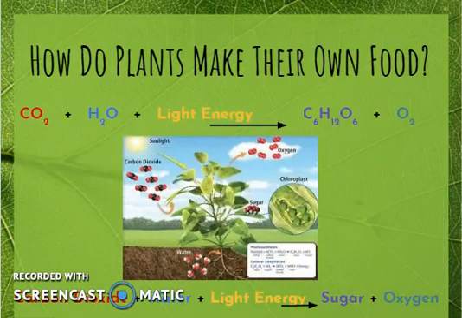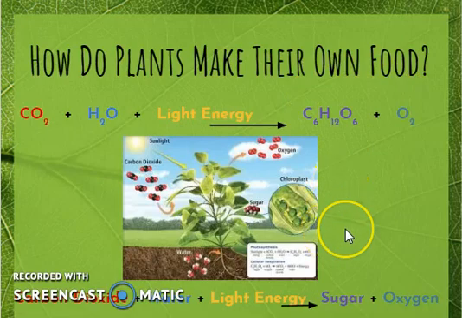So this is what it looks like if we were to lay this process out. This is what's called a chemical formula. And you can look at a chemical formula in two ways. The chemical formula can be written with chemical formulas for each molecule, or we can write it out in words. So this says that you take carbon dioxide, CO2, plus water, H2O. You add light energy, and I put that over the arrow because light energy is what's used to make the reaction happen. And what comes out is sugar and oxygen.